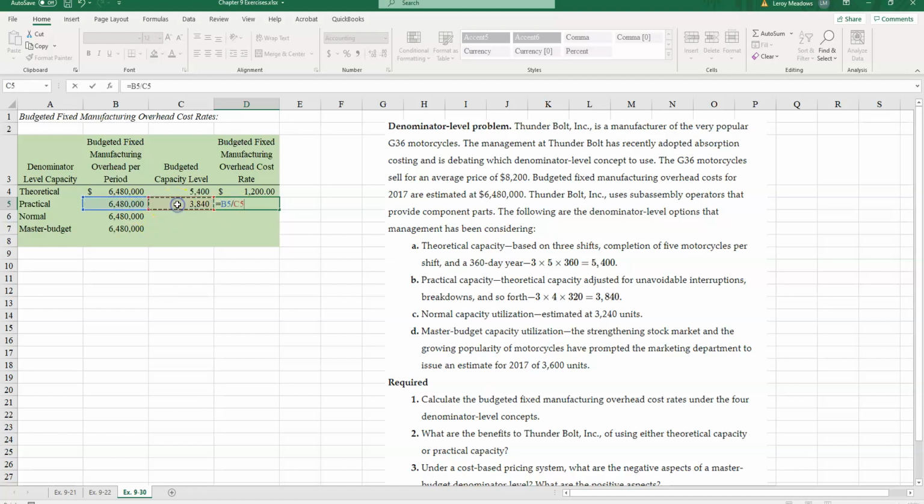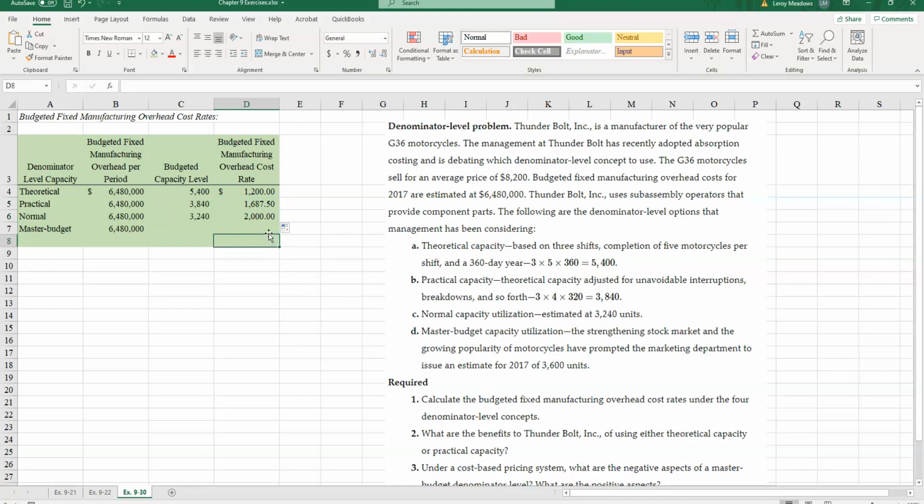Divide that by the number of units I'm going to produce per period, and that's $1,687.50. And I can do the same thing with my normal capacity, 3,240 units, and that gives me a fixed manufacturing cost of $2,000 per unit. And then what's my master budget? My master budget unit, what I expect to sell this year, is 3,600 motorcycles. If I do that, then I expect my fixed manufacturing overhead cost per unit to be $1,800.